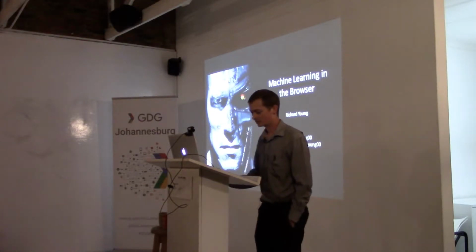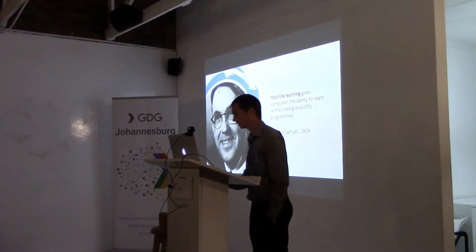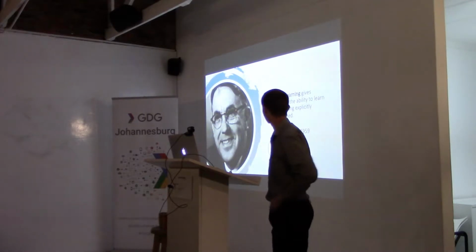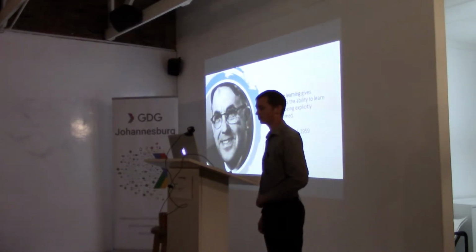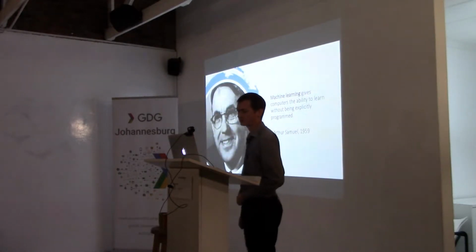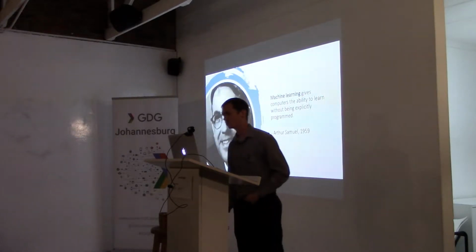But let's get started. So what do we mean when we talk about machine learning? So the term machine learning was originally coined by somebody named Arthur Samuel in 1959. And interestingly, he actually worked at IBM at the time that he was doing this. And he says that machine learning gives computers the ability to learn without being explicitly programmed.